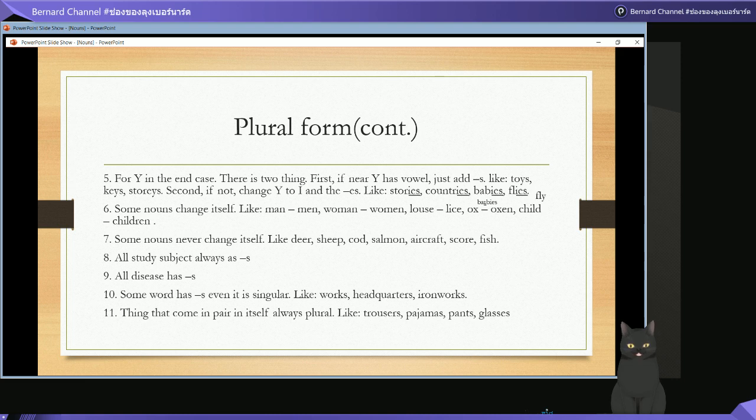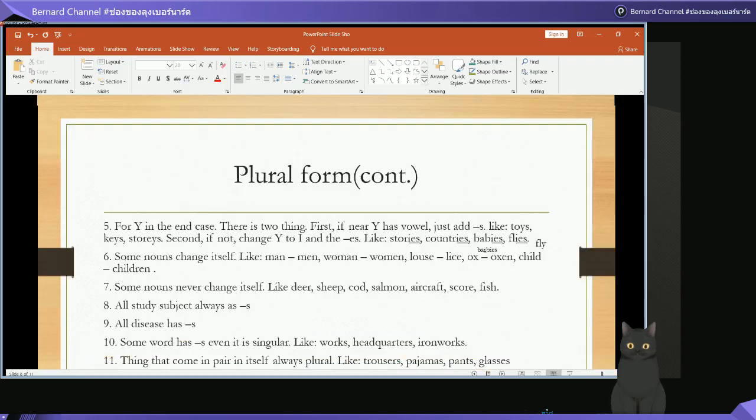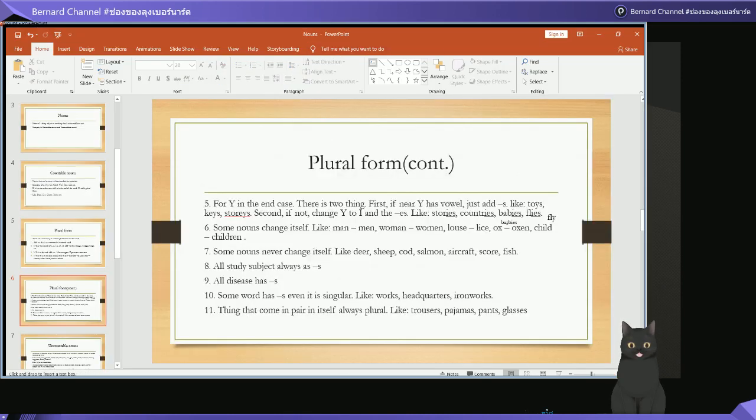Y is the semi-vowel. What is a semi-vowel? Okay, last time I forgot to tell you about the semi-vowel. In some cases, some letters can be semi-vowels. What is a semi-vowel? Here, I'll explain.